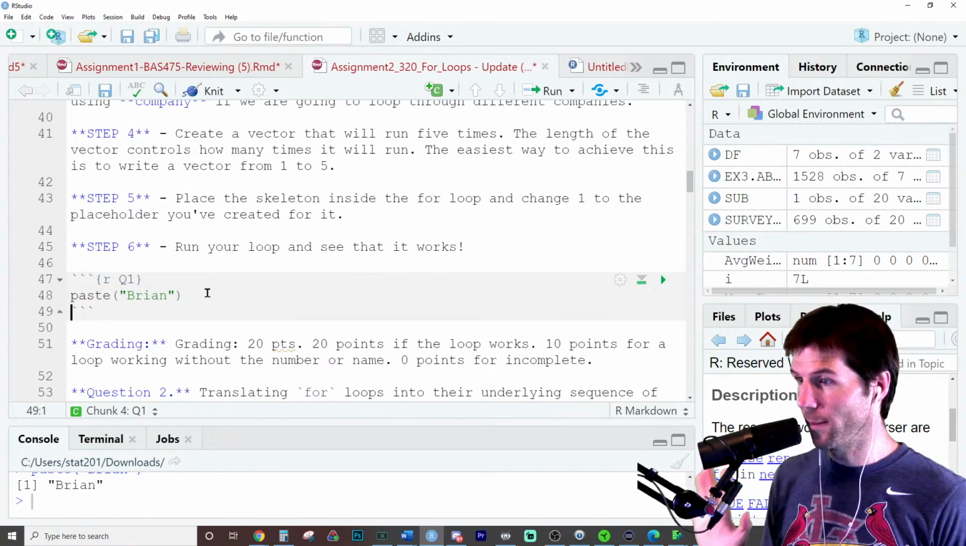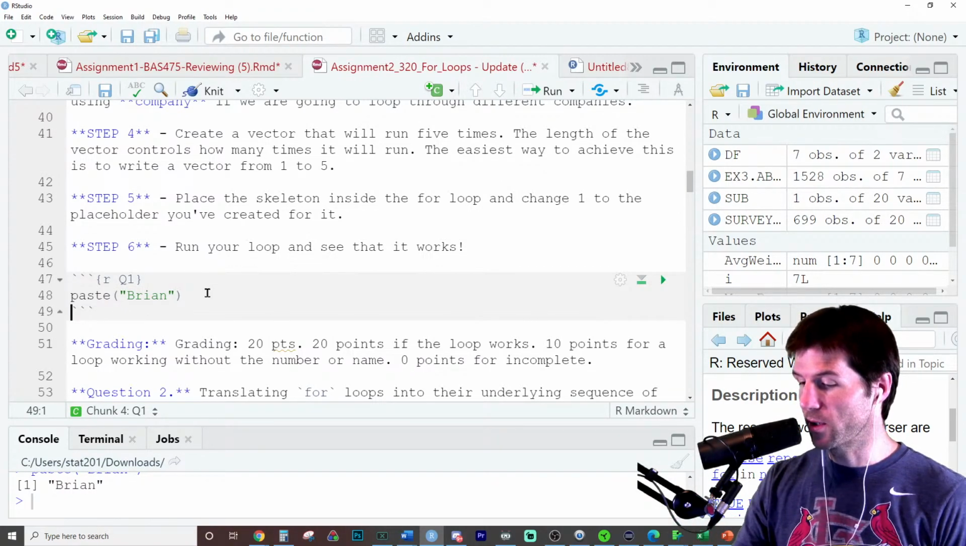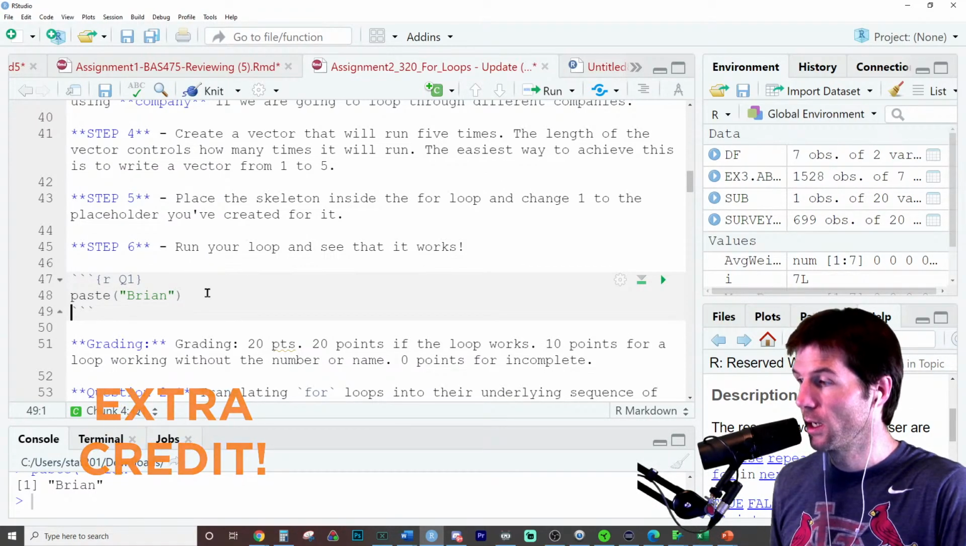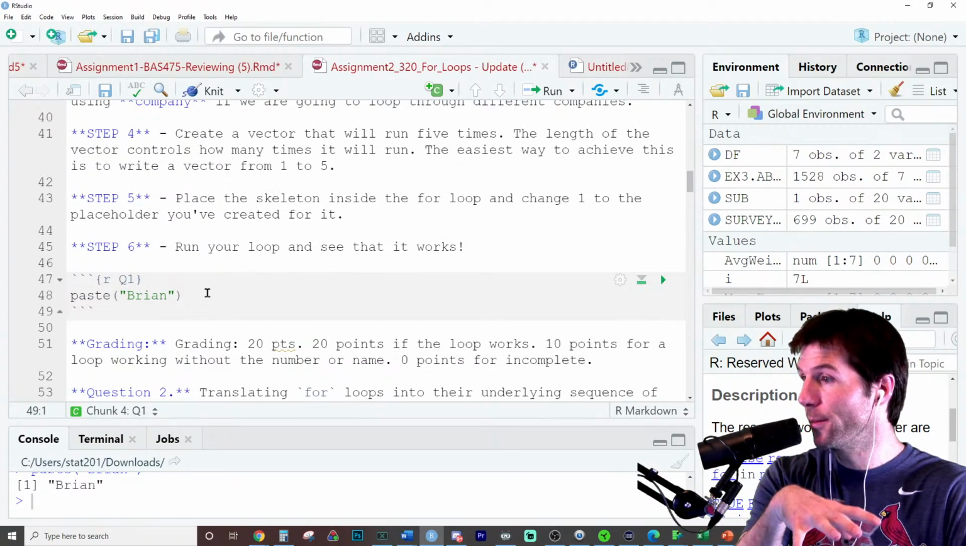Now remember, I beg of you this. Don't write your for loops to start. Snay is right, 100 points right there again. Don't write your for loops to start. Just write your code and get it to do what you want, and then put it in a for loop.